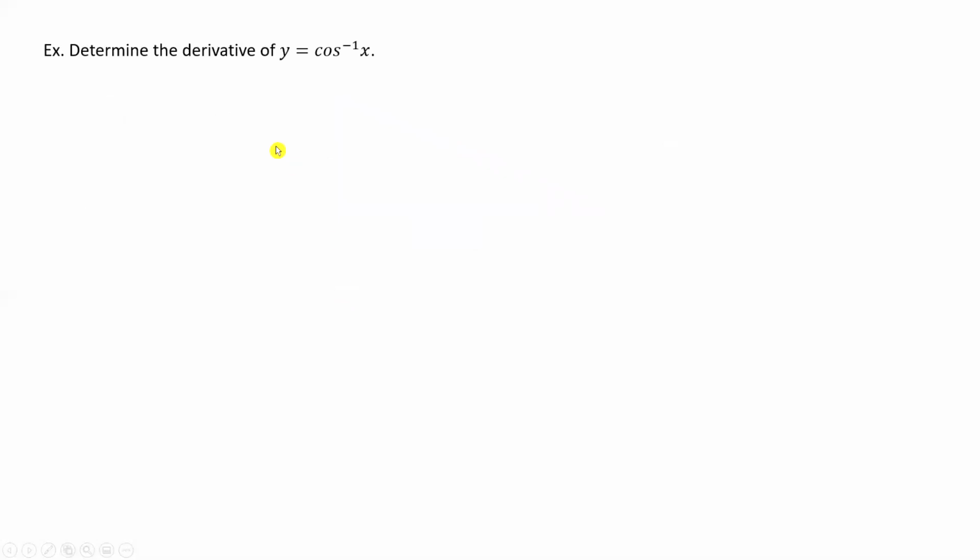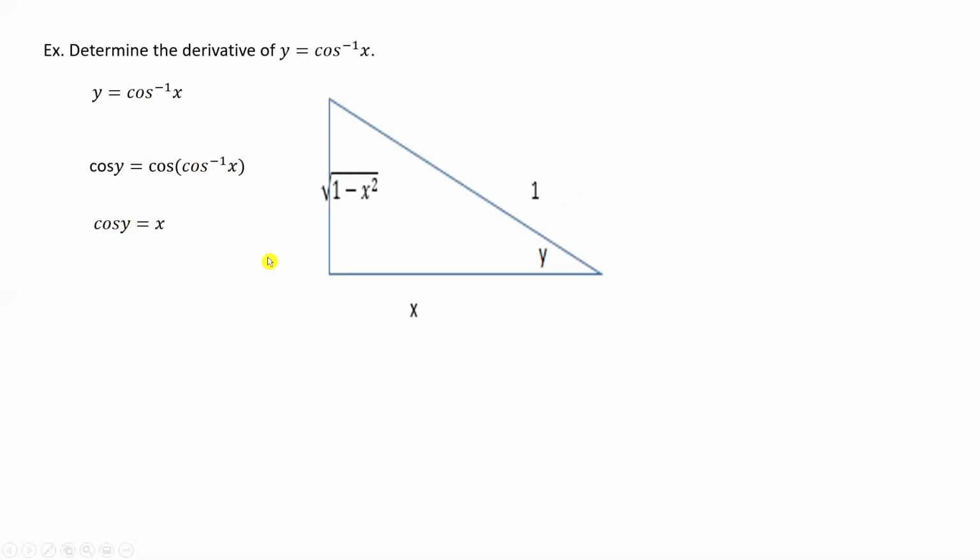Let's try the derivative of the inverse cosine of x. To get rid of the inverse cosine of x, we'll take the cosine of both sides. The cosine of the inverse cosine of x will be x, and we can draw a picture for that. Our angle is y, we'll put that in the corner. Cosine is adjacent over hypotenuse. Hypotenuse is assumed to be 1 because x is over 1, and we find the missing side using Pythagoras.